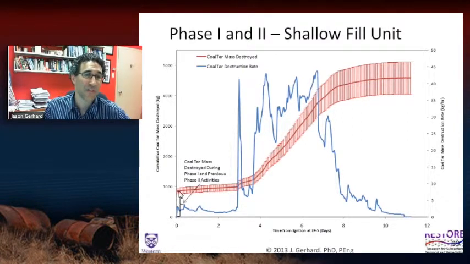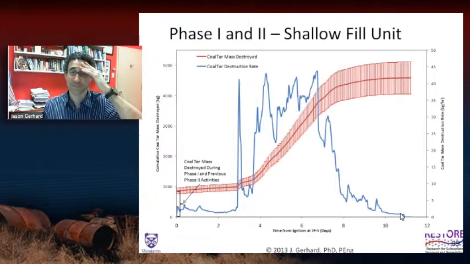On the left is an integrated total mass destroyed over the length of the test. And what you see is we essentially, with some uncertainty on it, estimate that we destroyed on average about 4,500 kilograms of coal tar over about 11 days, which is actually pretty fast for a remediation technology, particularly an in-situ remediation technology.